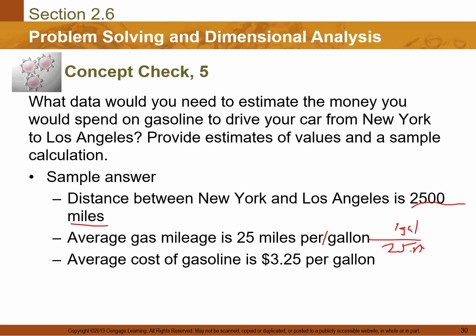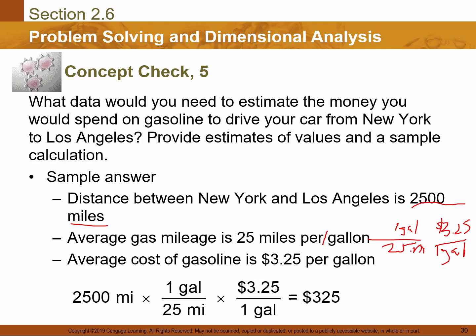So if we were checking these two against each other, 2,500 times 1 gallon over 25 miles would give us a number in gallons, which we could then use against the average cost of gasoline. Don't we wish it was back to 3.25? Anyway, we would put 1 gallon on the bottom of the next one, like so, over, and then our numerical value because we want to know how much money it takes. And I believe that is on this slide. If we check, boom, and then I don't have to do the math.